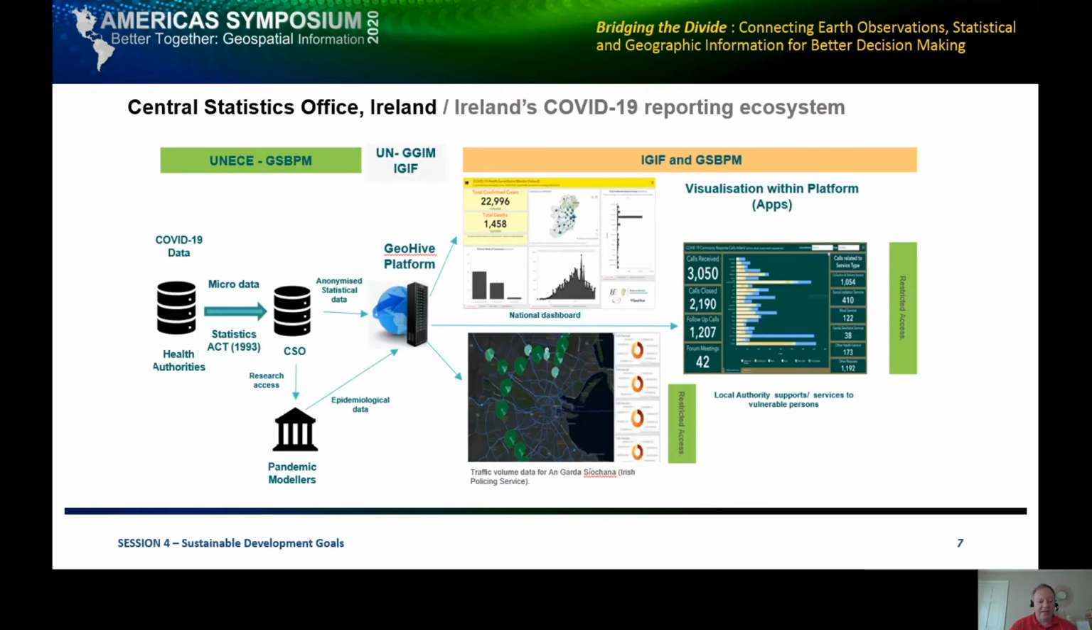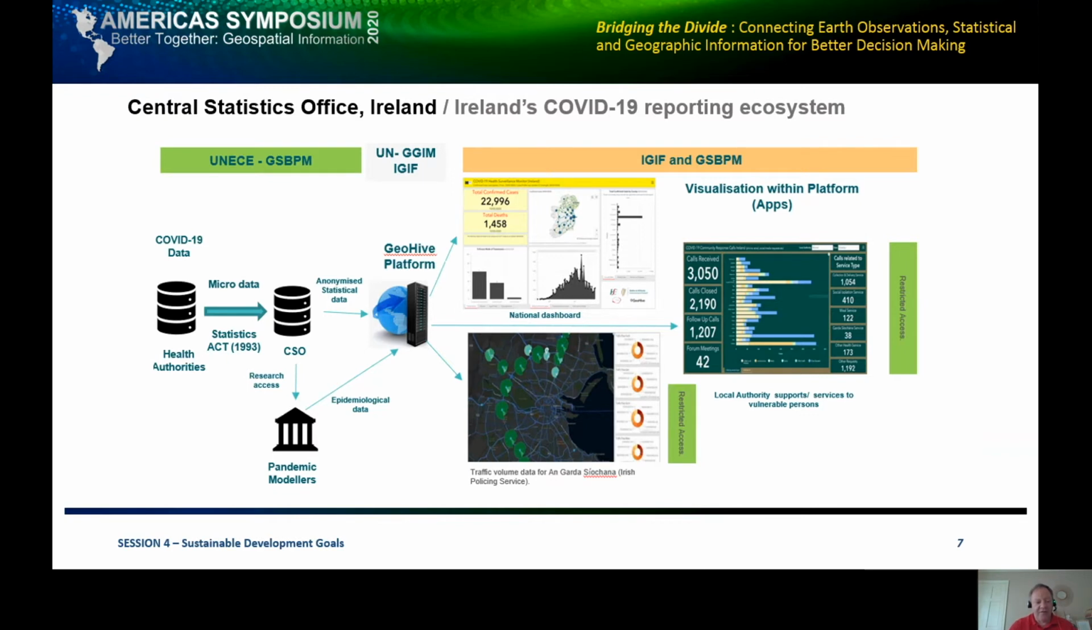We'll now look at the COVID-19 reporting ecosystem. The microdata that we're getting is now sourced by the CSO using the 1993 Statistics Act from health authorities. The CSO then provides anonymized statistical data with geospatial identifiers to inform the national external-facing Irish COVID-19 hub, a dashboard built within the ArcGIS environment on the GeoHive, and pandemic modelers for further analysis.